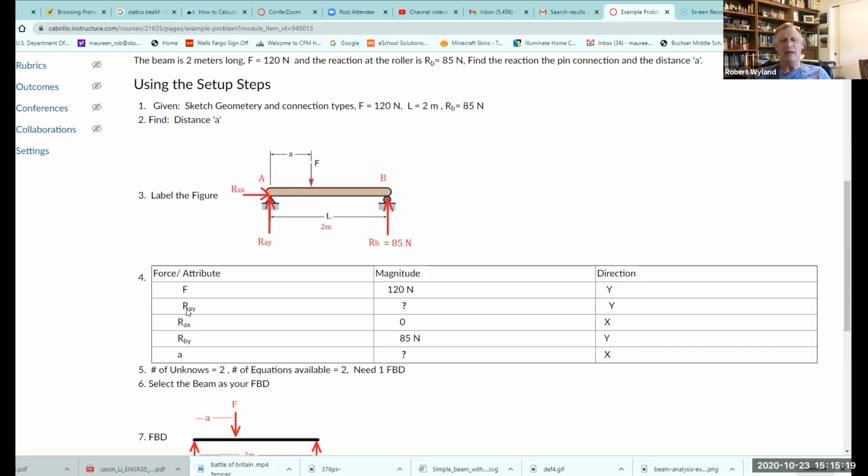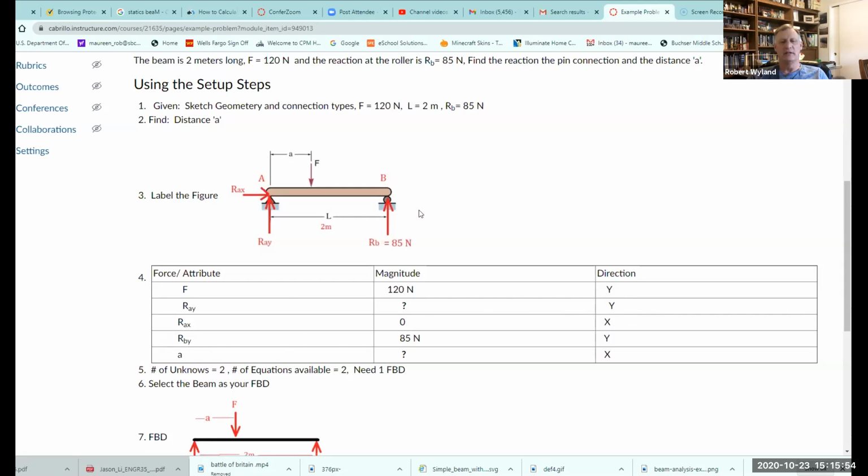RAY, I should say, the reaction at A in the Y direction. We don't know it. In fact, that's something we'll need to solve at some point, though it's not what we're asked for. And then we do know its direction because we've assigned it as straight up and down. If we look at the reaction in the X direction at A, RAX, I'm just going to say it's 0 because there are no other forces in the horizontal. So we do know what it is. It's 0, and it's in the X direction, so we'll be able to ignore that in the future.